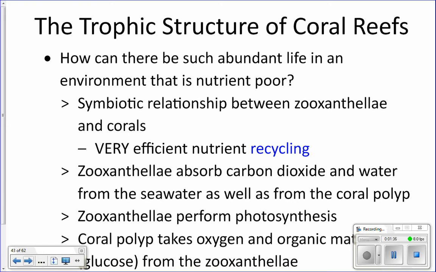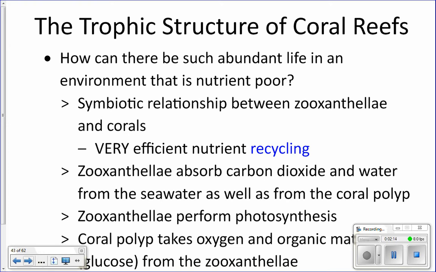Coral reefs are considered the tropical rainforest of the ocean because they have so much life, so much biodiversity. They're awesome, so pretty. So how do we get so many animals living in a place where there are not very many nutrients? You need nutrients to do photosynthesis if you're a primary producer. One of the ways that corals make sure the nutrients they do have stick around is that they're very efficient at recycling nutrients.